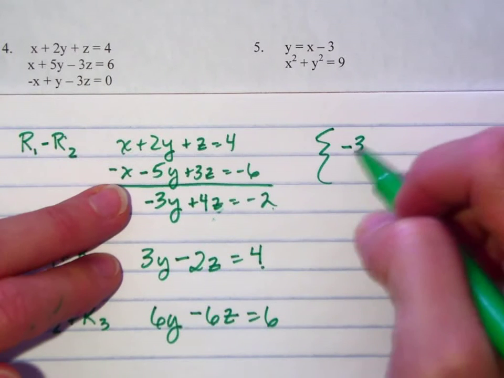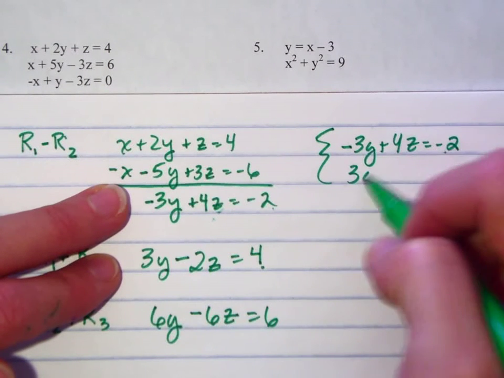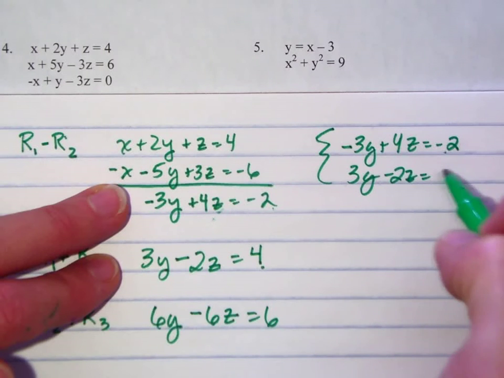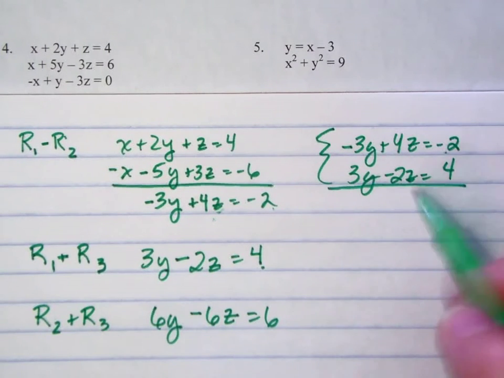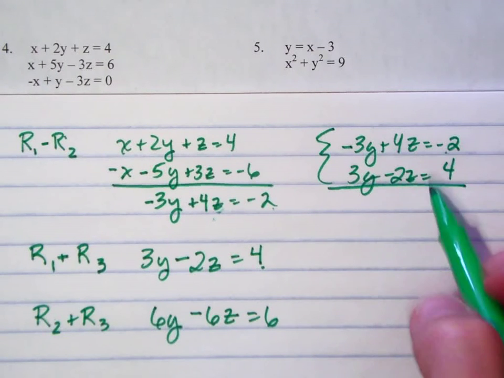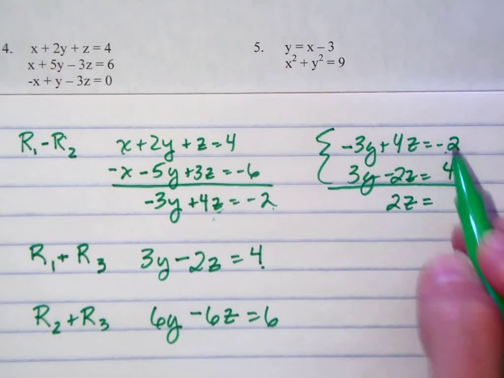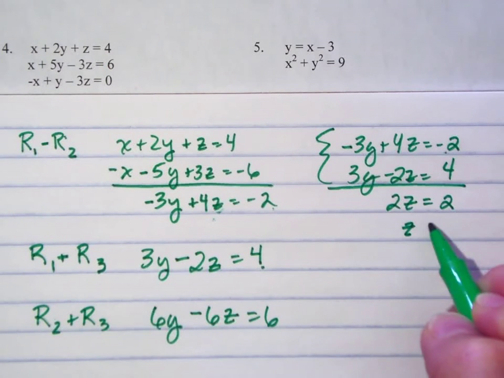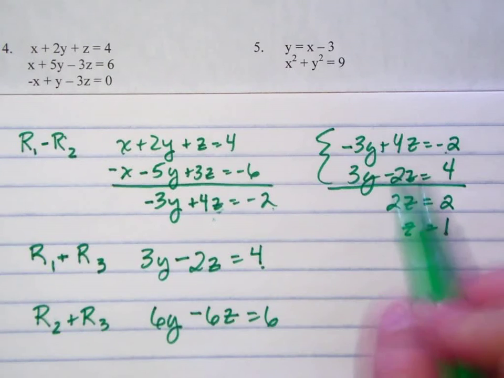equations. So we have negative 3y plus 4z equals negative 2, and 3y minus 2z equals 4. And I can go ahead and eliminate the y's. So I get positive 2z equals positive 2. So z is 1. Okay, now before I come back over here, I still need to solve the system.